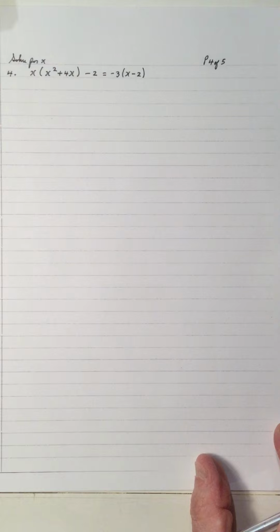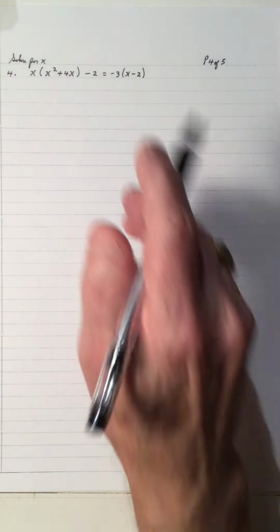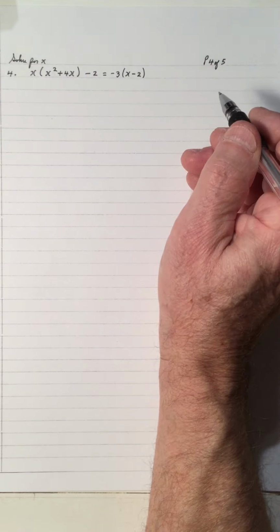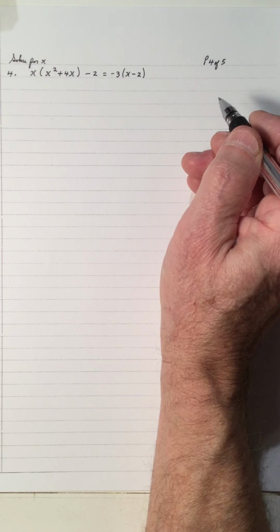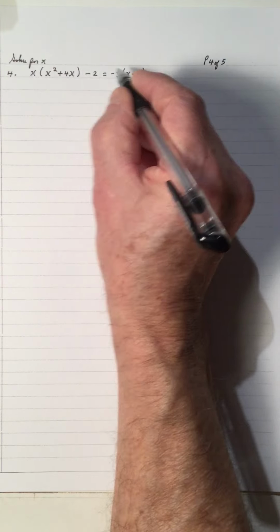And let's continue. Now, if you want, pause the video and work these out before I do. And so we have to have all the variables on the left side equal to 0. So we have to get rid of the brackets first.